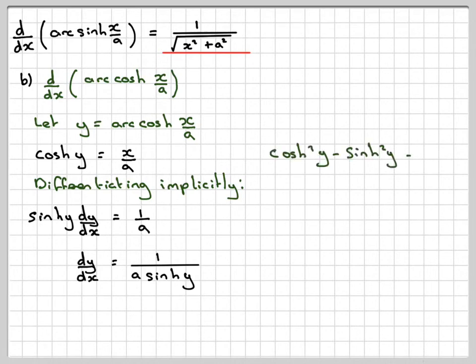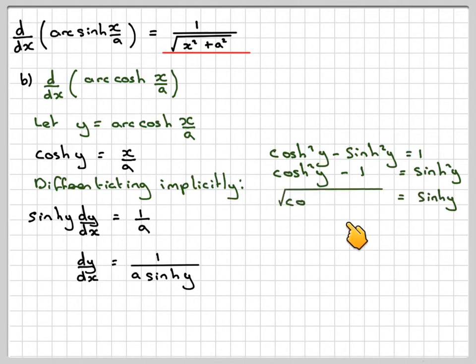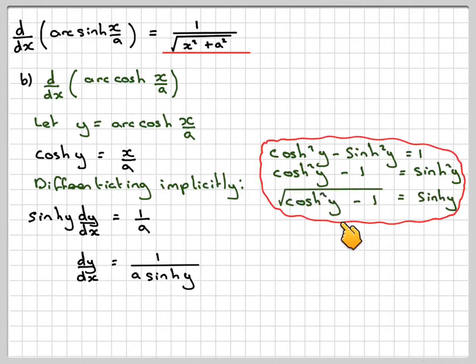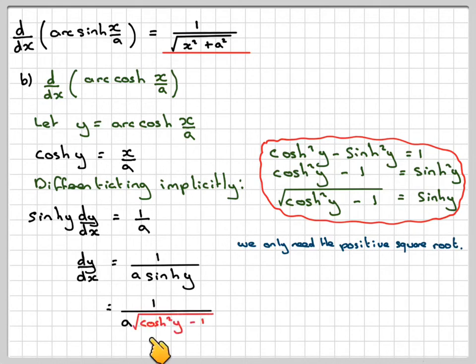Now, using the identity of cosh squared of y minus sinh squared of y is equal to 1. I proved this identity in a different video. And therefore, sinh squared of y will be cosh squared of y minus 1. Therefore, sinh of y will be the square root of cosh squared of y minus 1. We only need the positive value of the square root because the gradient of this is positive throughout. Right, so now replacing sinh of y with square root of cosh squared of y minus 1.